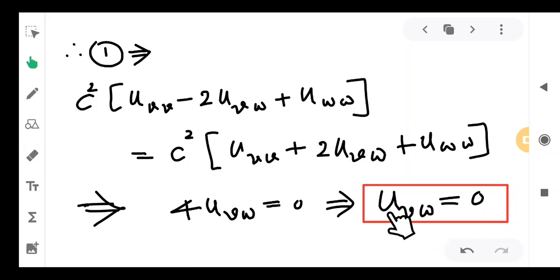So this is a simpler equation, simpler than the previous wave equation. Therefore this is what we call the canonical form. Remember, this is what we call the canonical form of the wave equation, after the substitution of v equal to x plus ct and w equal to x minus ct. This is what we get. This is very simple to solve. We will see how to solve it.